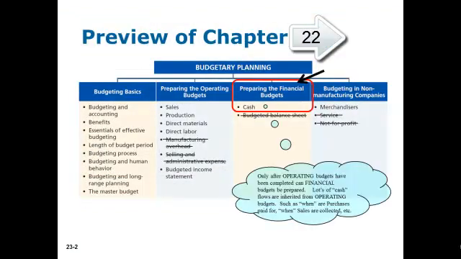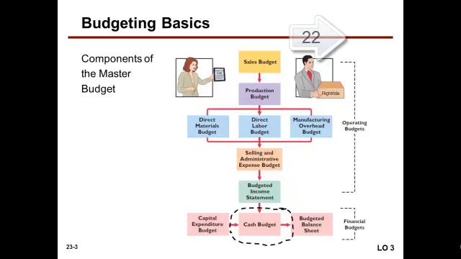Only after operating budgets have been completed can financial budgets be prepared. There's lots of cash flows that are inherited from the operating budgets, such as when purchases are paid for, sales are collected, etc. There's our perspective, part of the financial budget. Cash budgeting is informed by capital expenditures and the operating budgets.